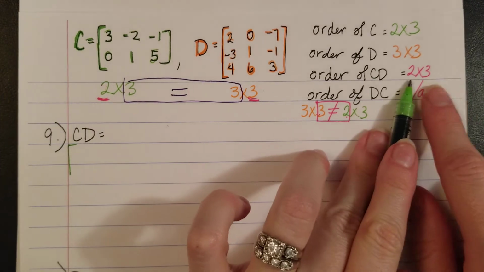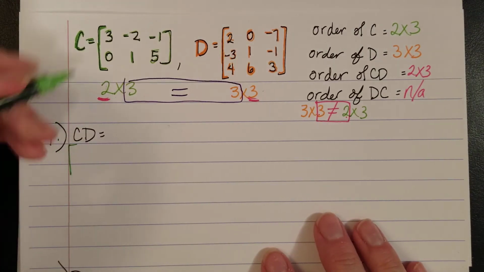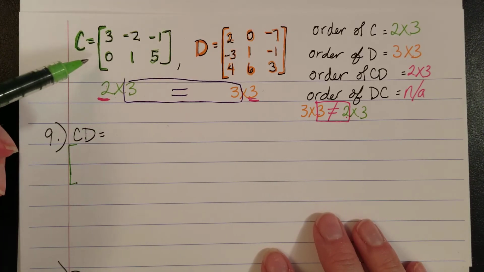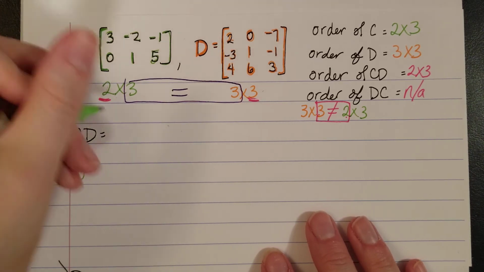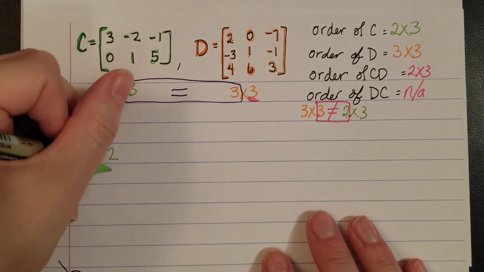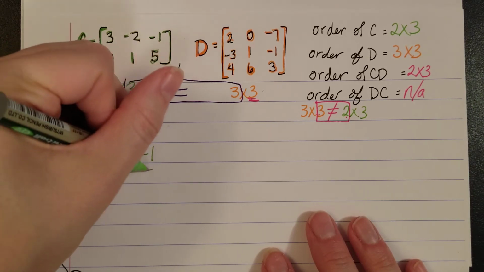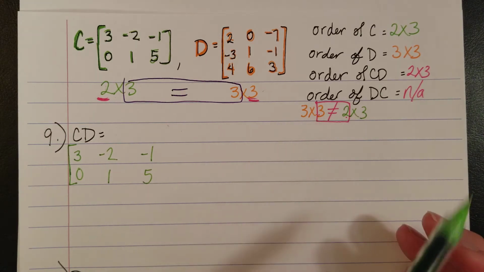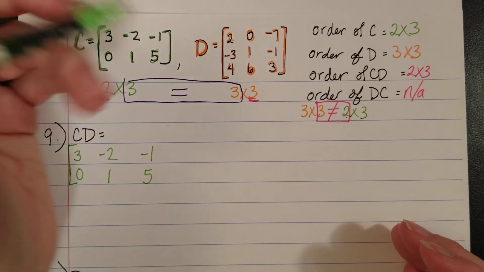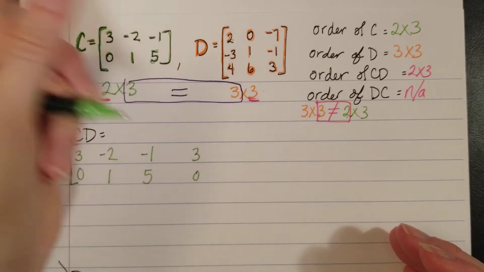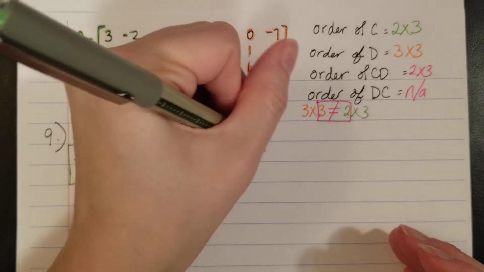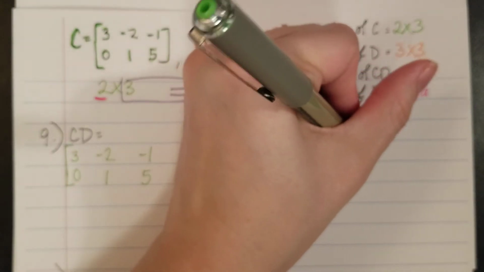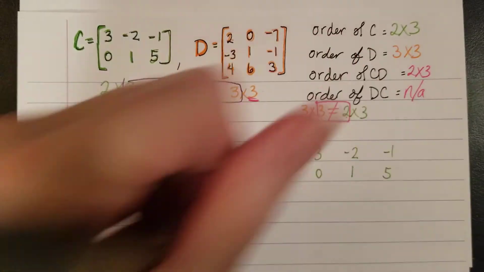So my answer is going to be a 2 by 3, 2 rows, which are the 2 rows here, and then 3 columns. Okay, so I'm going to take the first matrix, write it down with a little bit of extra space in between my columns, and write it down 3 times for my 3 columns from D. 3, 0, negative 2, 1, negative 1, 5, and again, 3, 0, negative 2, 1, negative 1, 5.